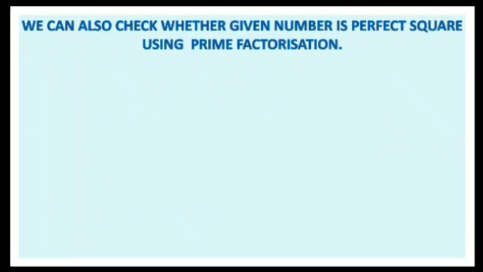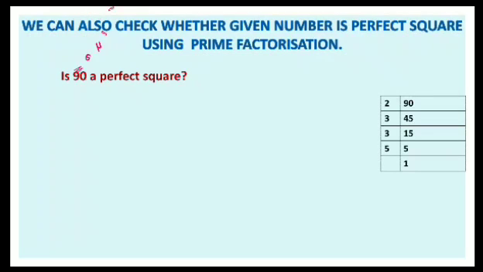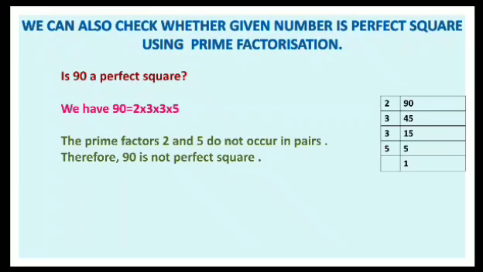Children, you can also check whether the given number is a perfect square or not by the prime factorization method. Is 90 a perfect square? I can check using prime factorization. Since we can see that the number 2 is only one number present here whose pair is incomplete, and number 5 is also not complete in its pair. So that means the prime factors 2 and 5 do not occur in pairs. Therefore, 90 is not a perfect square.